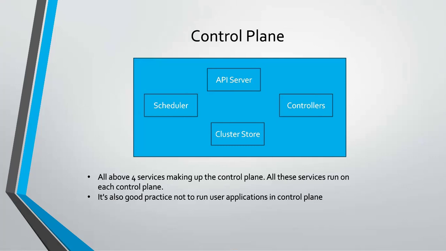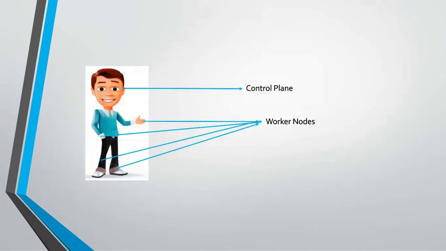all these four services. It's also good practice not to run user applications in a control plane. So your applications will be running under the worker nodes. I have given a best example of the human body, right? For example, for walking, your legs are the responsible things. The control plane just manages, it gives the signal to the leg, you walk. Like that, your application will not be running under the control plane, rather your applications will be running under the worker nodes.